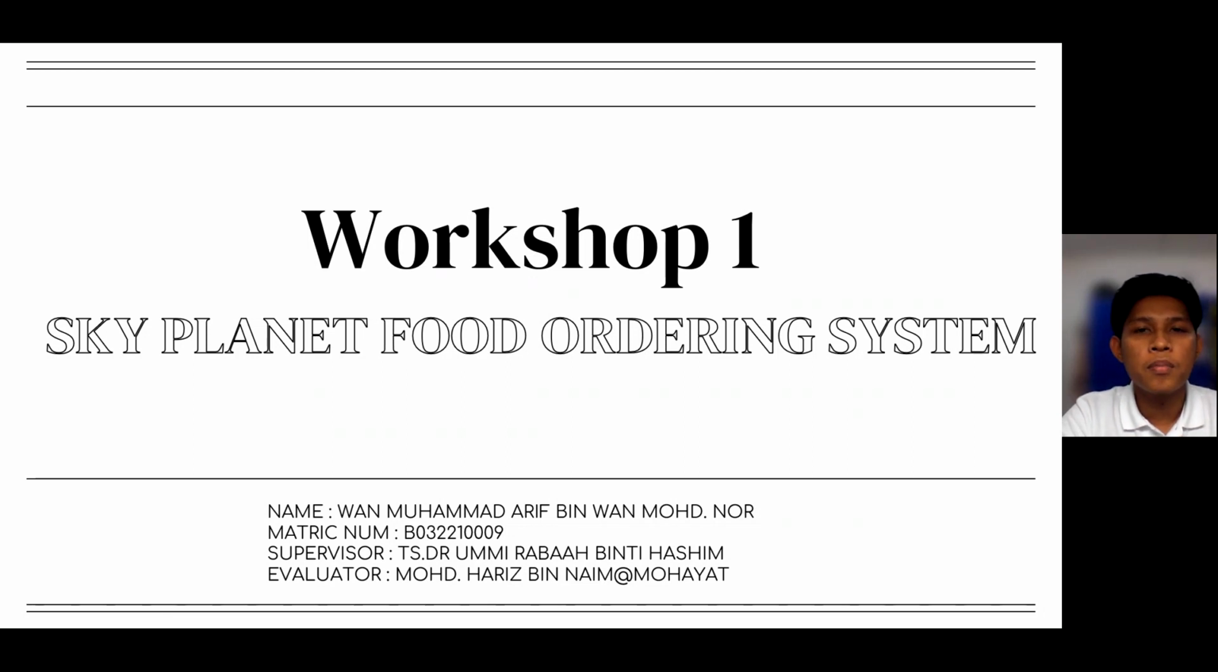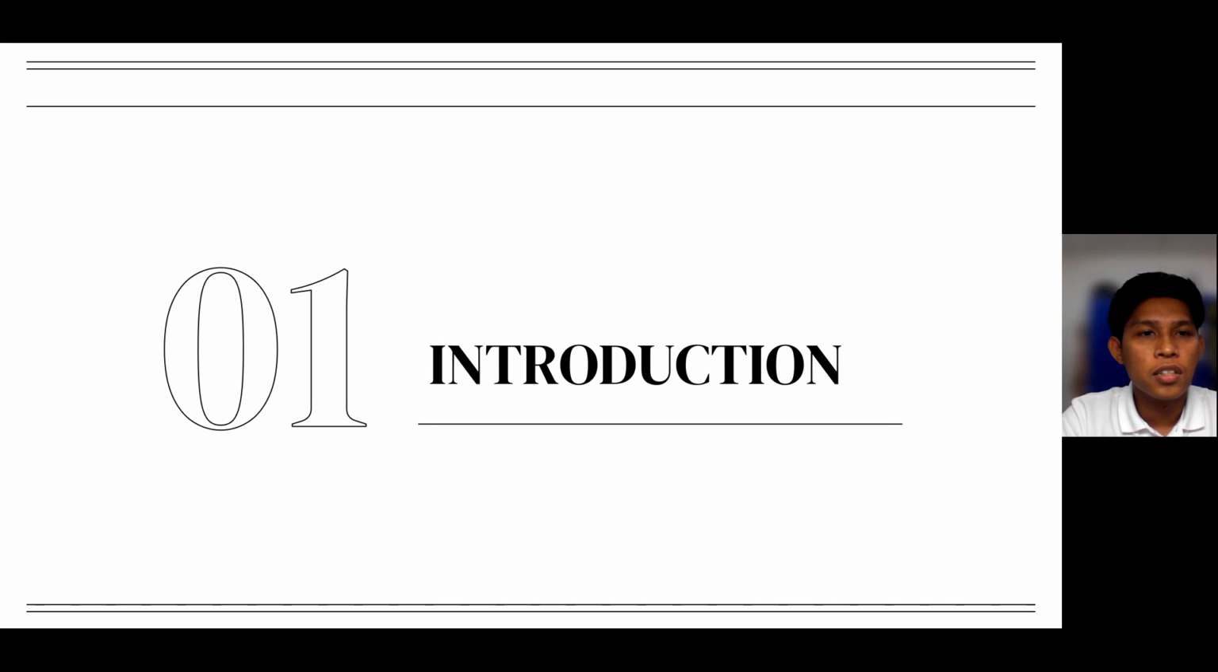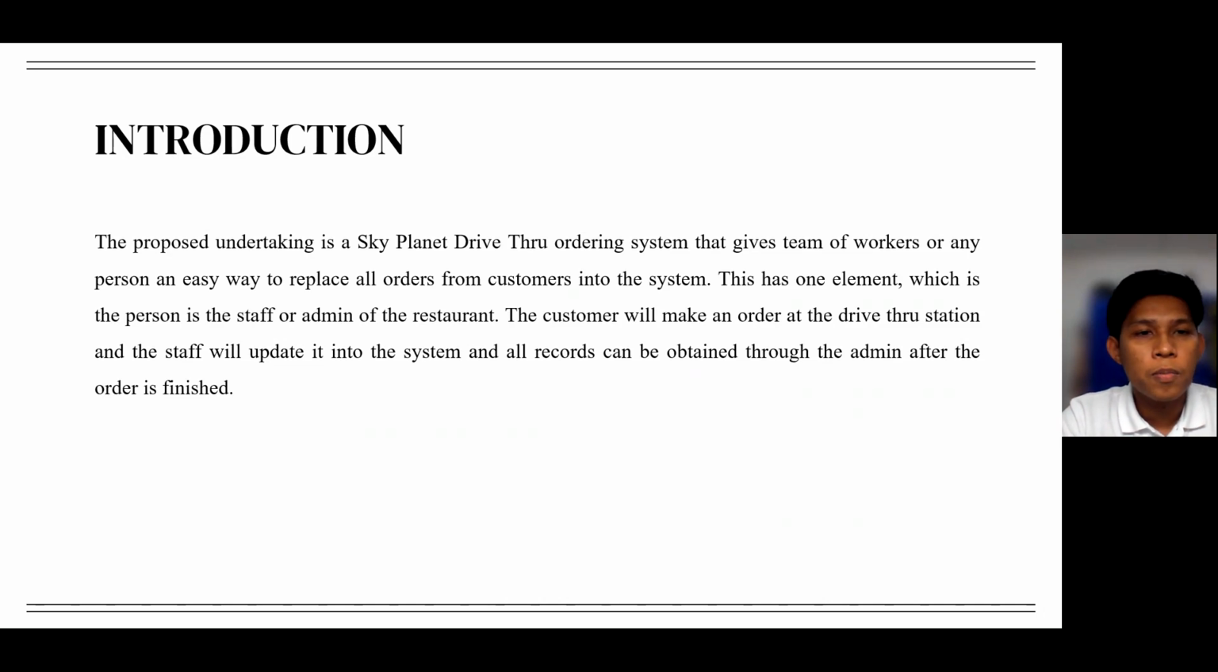So today I will present about my workshop 1 system, which is the Sky Planet Food Ordering System. First, I will talk about the introduction. The proposed undertaking is a Sky Planet drive-thru ordering system that gives a team of workers or any person an easy way to place all orders from customers into the system. This has one element, which is the person is the staff or admin of the restaurant. The customer will make an order at the drive-thru station and the staff will update it into the system, and all records can be obtained through the admin after the order is finished.